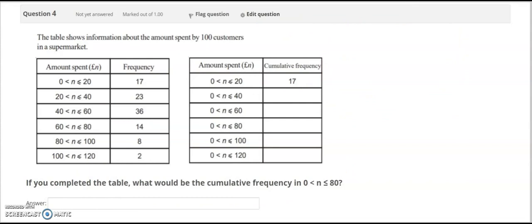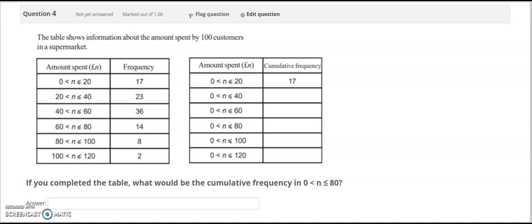Question number 4. The table shows information about the amount spent by 100 customers in a supermarket. If you completed the table, what would be the cumulative frequency when n is greater than 0 and smaller than or equal to 80? So in the first table on the left, we have the different amounts or range of amounts. Up to 20, 17 customers spend up to £20, 23 customers spend between £20 and £40, 36 of them between 40 and 60, and so on.